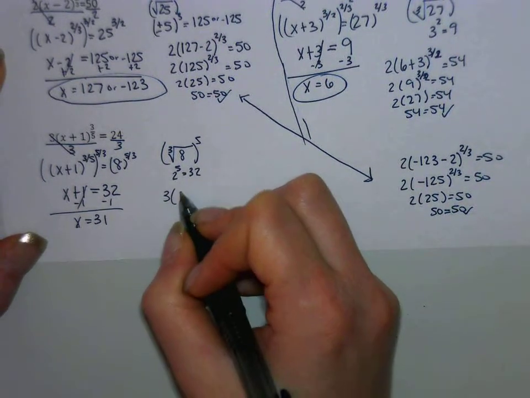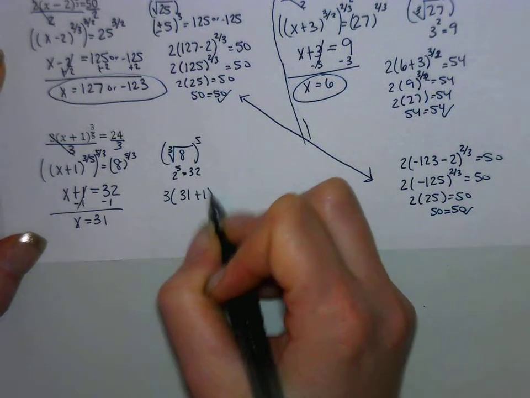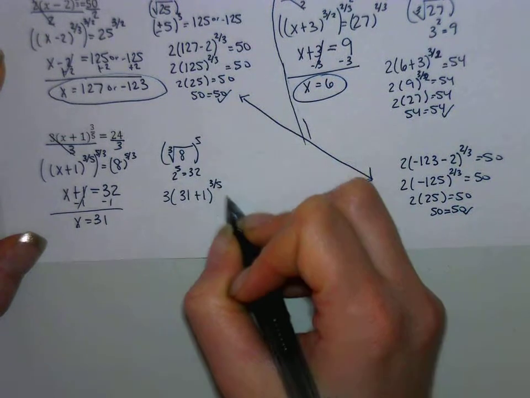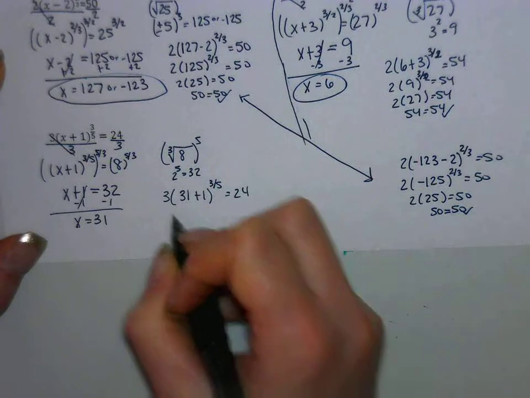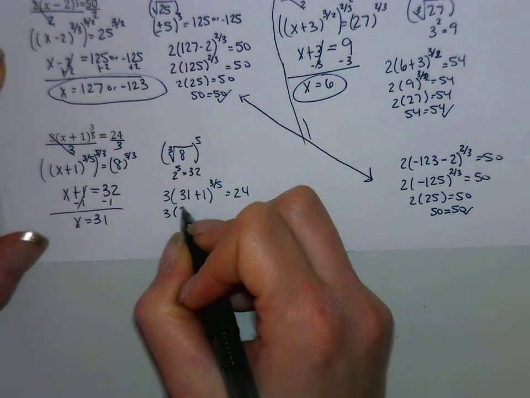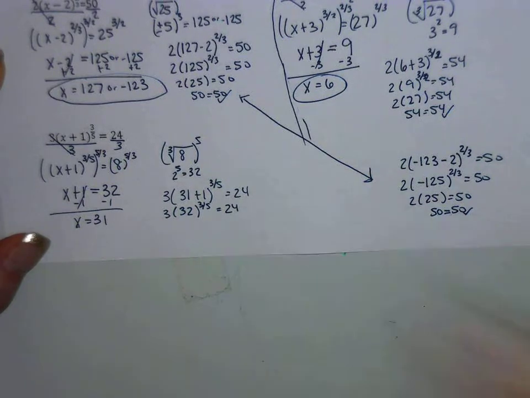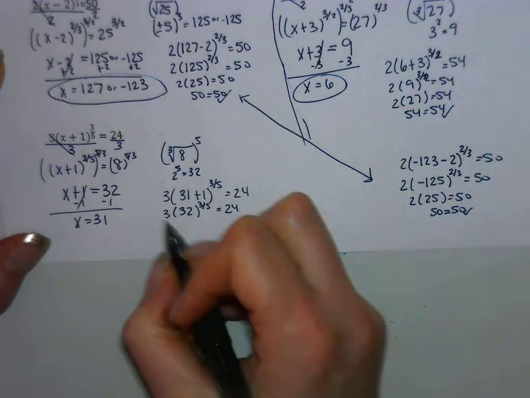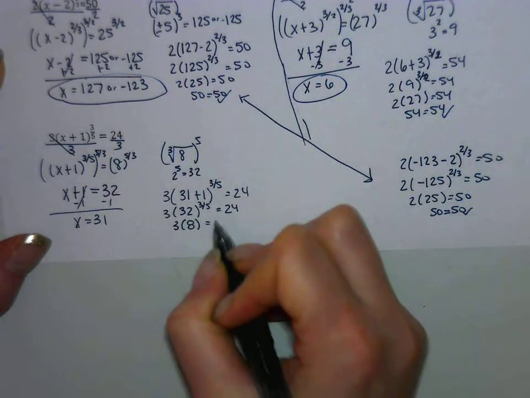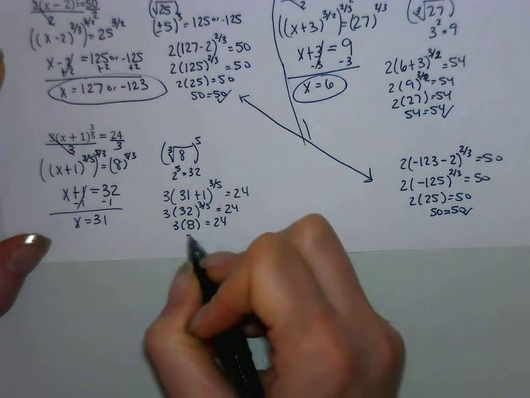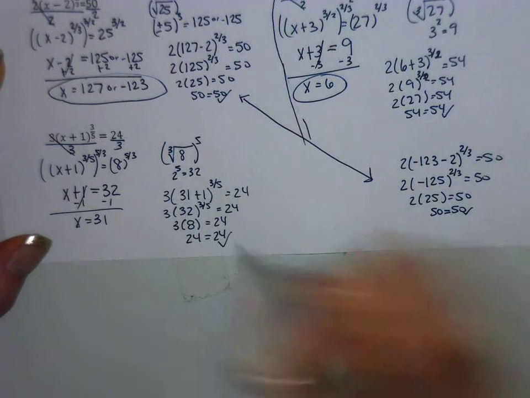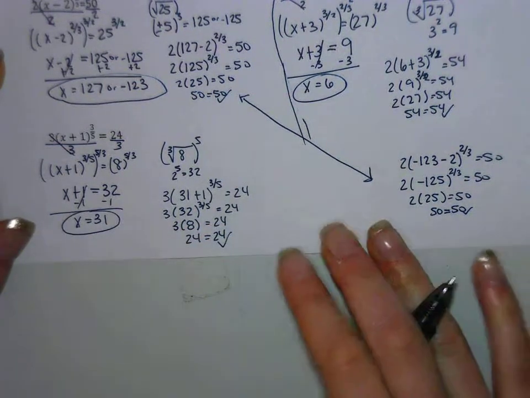So let's check our work. We have 3 times the quantity of 31 plus 1 to the 3/5 power equals 24. 31 plus 1 is 32. So 32 to the 3/5 power is 8. 3 times 8 is 24. And 24 equals 24. So we know that x equals 31.